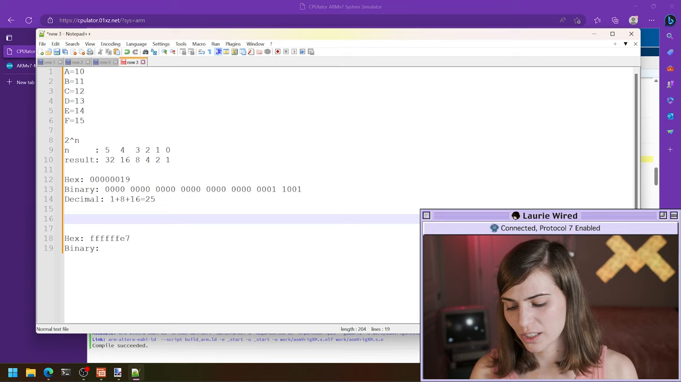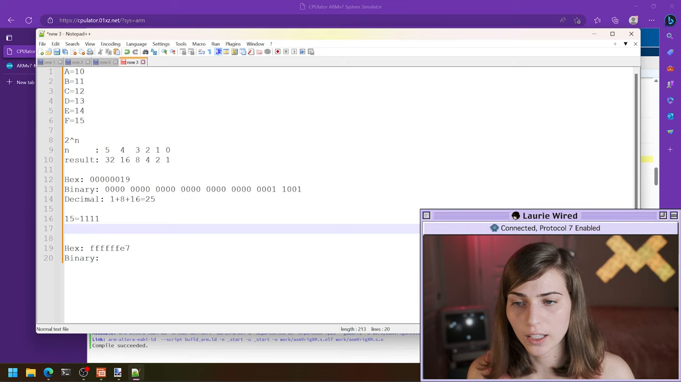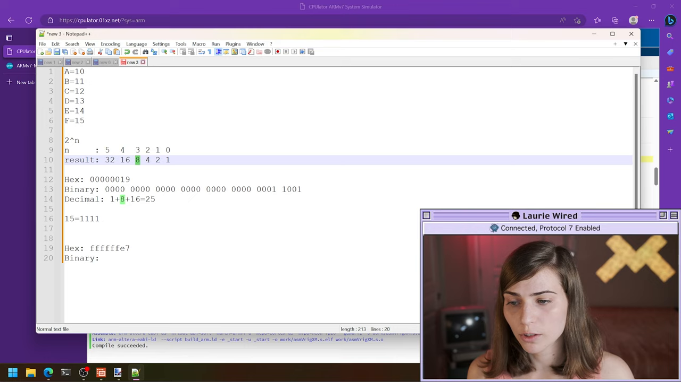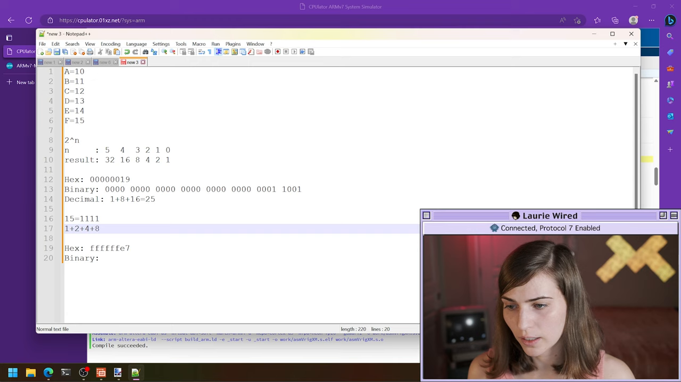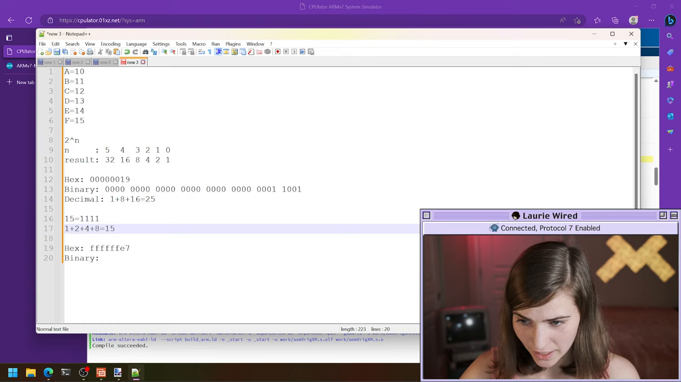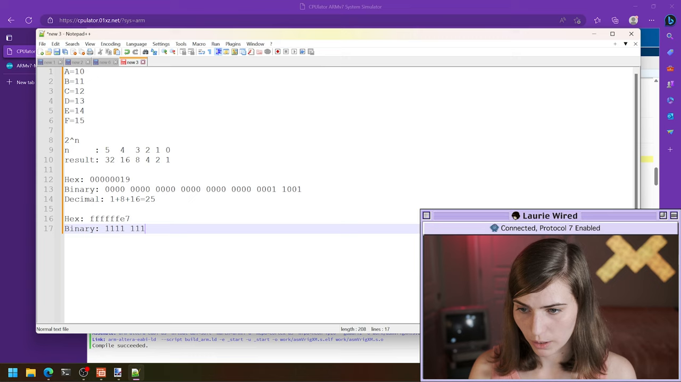So 15 equals 1111. That's because 2 to the power of 0 is going to give us 1 plus 2 plus 4 plus 8, because remember we have all of these ones right here. So we have 1 plus 2 plus 4 plus 8. So we have 10, 11, 12, 13, 14 equals 15. So that's good. So that's how we know our F here in 4 bits of data is going to be 1111, which is just the number 15. So 1111, 1111. I think there's 6 of these again. So we'll do 1111.